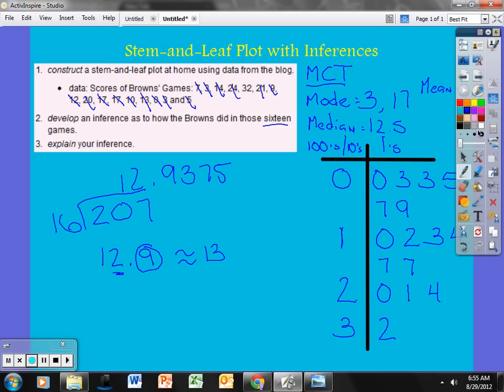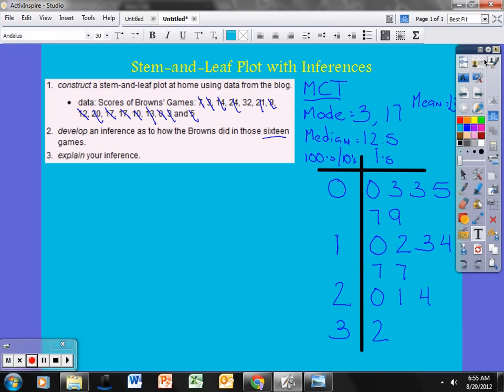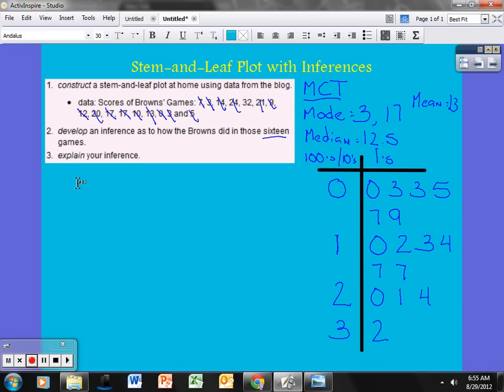Now, some of you may not know too much about football, and that's okay. But if you think about it here, do you think that 13 points, about 2 touchdowns a game, is going to be enough for the Browns to have a good season? Looking at this data, I see there were 1, 2, 3, 4, 5, 6, 7, 8, 9, 10, roughly 10 games out of the 16 where the Browns only scored 14 points or fewer. So develop an inference as to how the Browns did in those 16 games.